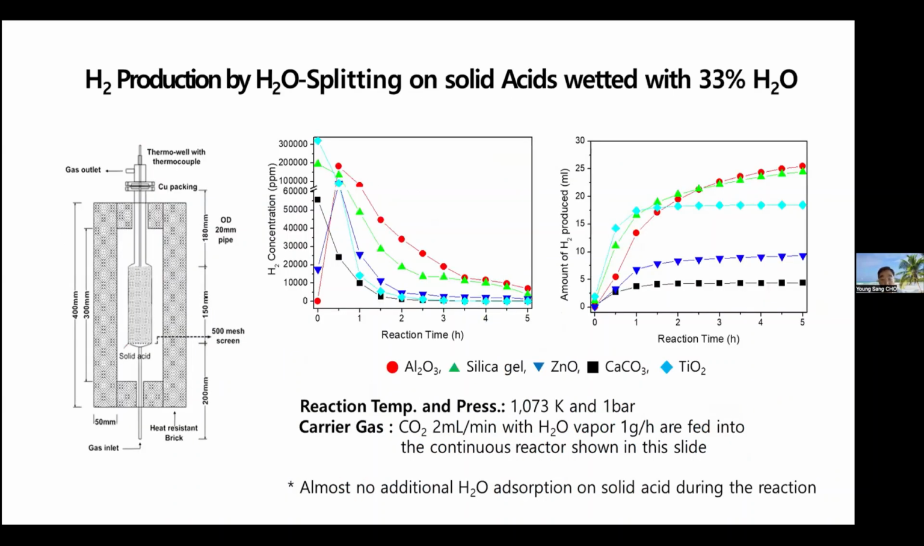Actually, this experiment is very simple. You put solid acid in the reactor and then put a lot of water and then just raise the temperature, and you feed some gas into the reactor. Then you will have this much hydrogen production.